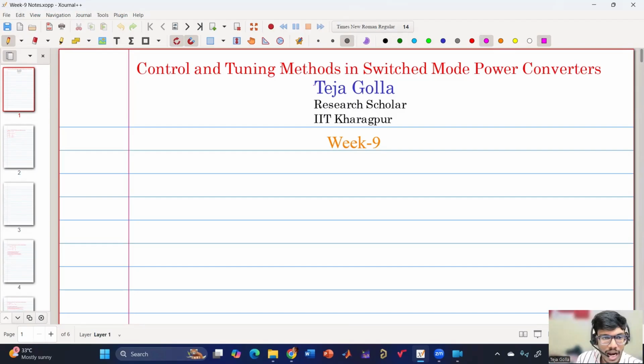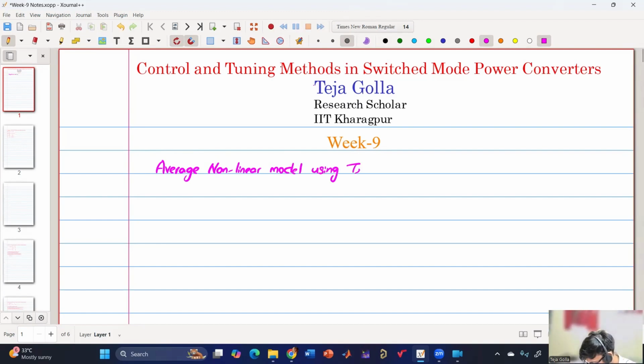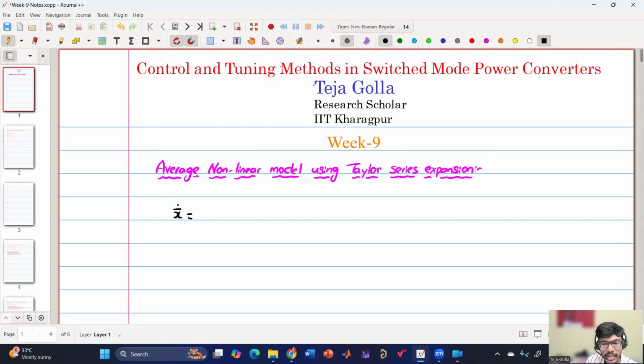But first, I would like to start with the averaged nonlinear model that we obtain using Taylor series expansion. We know that any model can be written as a function of its states. Let us consider the average, so that's why we are taking the mean and writing x bar dot, which is a function of the average states, the duty ratio d, and v.